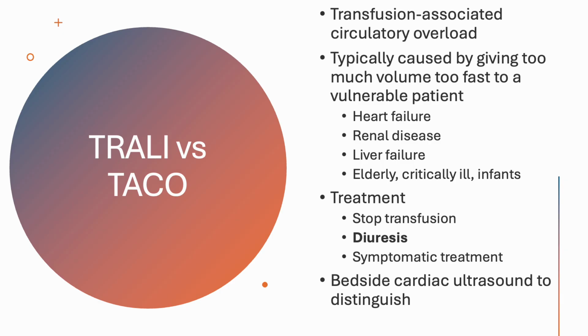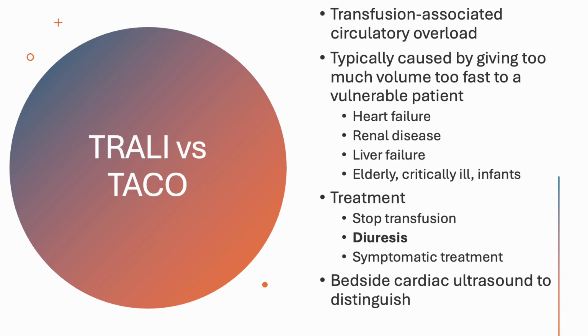So there are two different situations where a transfusion can lead to a person becoming very short of breath with pulmonary edema. TRALI and TACO. So now let's talk TACO. TACO is transfusion-associated circulatory overload.